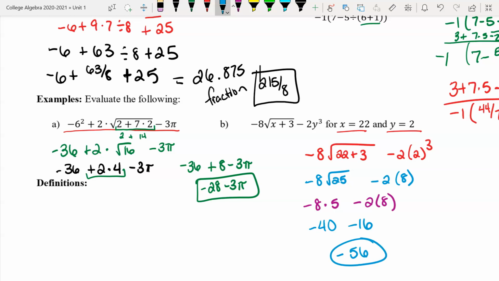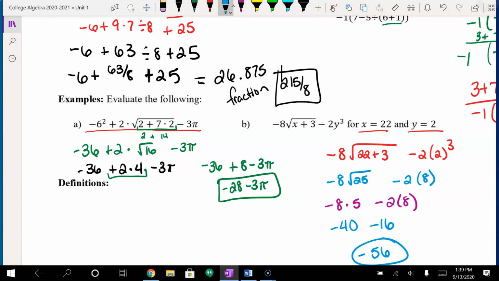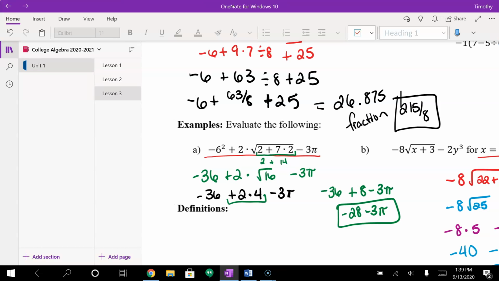Your calculator should help you with a lot of this, guys. I know this is tough, following the order of operations, because they throw some tough ones at you. If you have any questions on the Hawks, please let me know, but that will be your assignment.